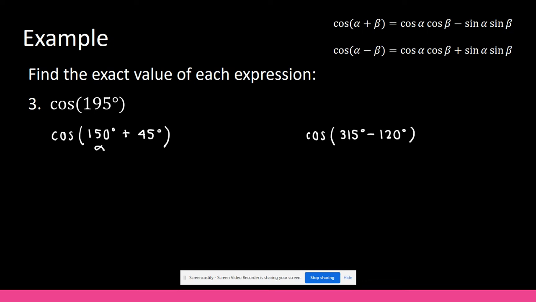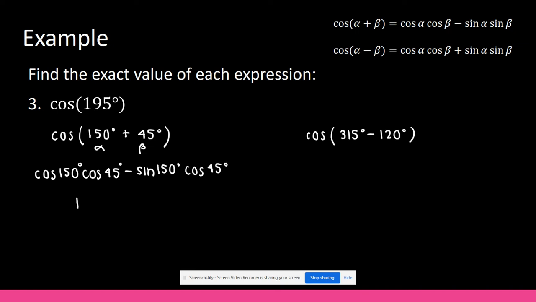So if I made 150 alpha and 45 beta, let's go ahead and plug it into our problem. Because I am dealing with addition, I know that that means I'm going to be subtracting these two terms. All right. So now notice that I have to figure out what 150 degrees is and where that's located. And then same thing with 45.